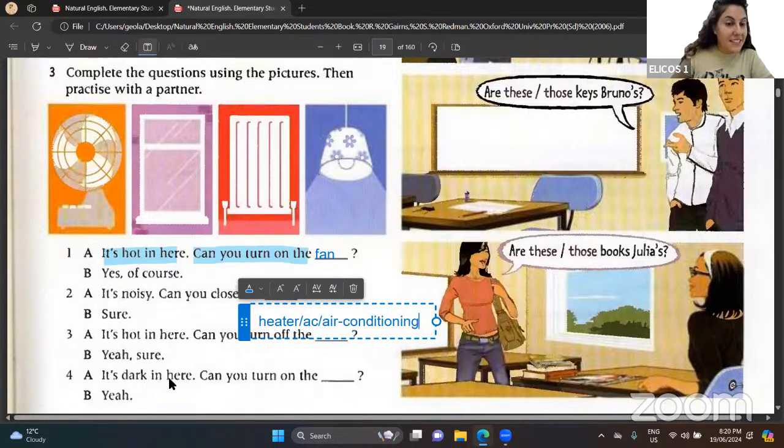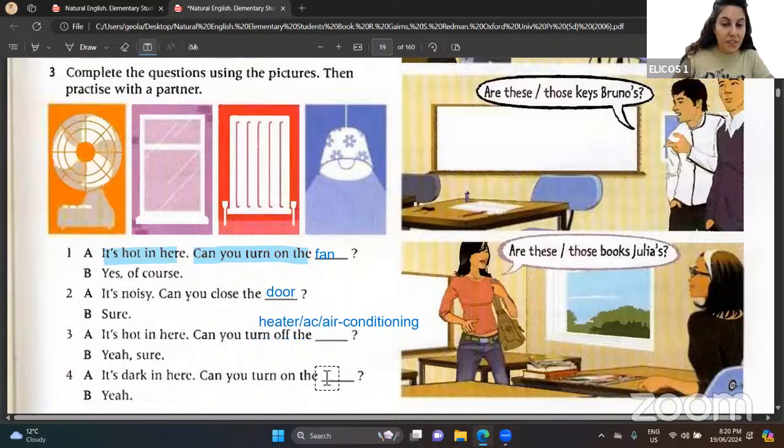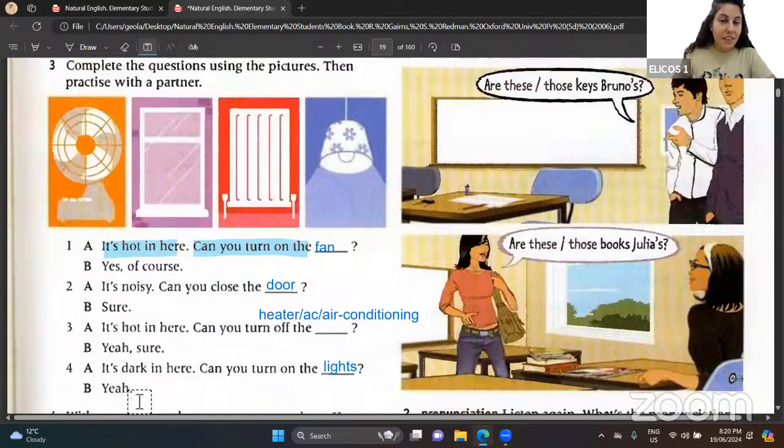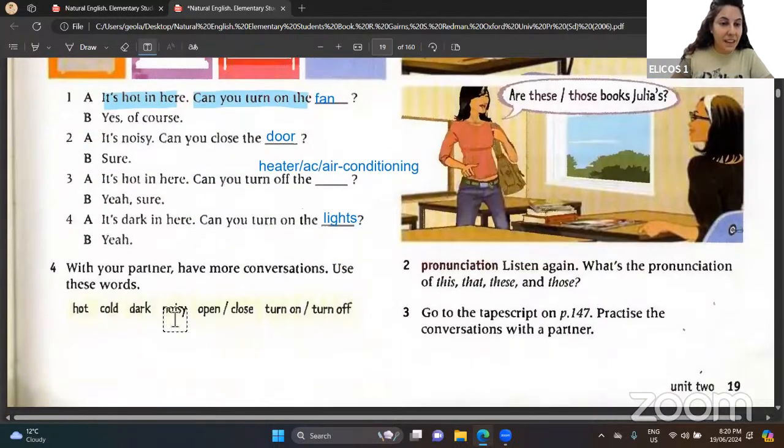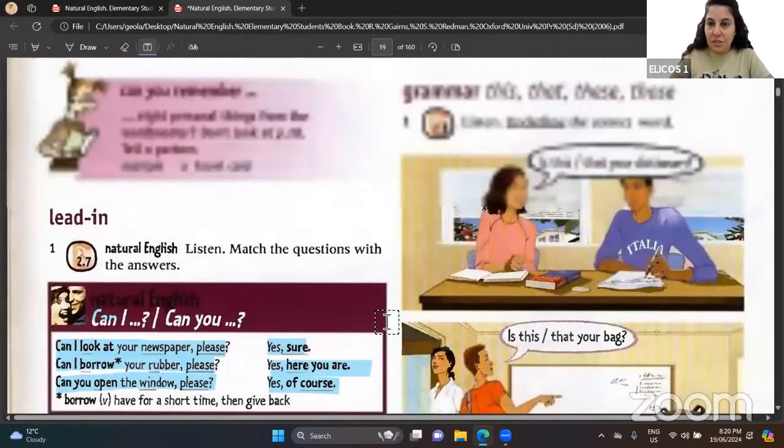Yeah, sure. It's dark in here. Can you turn on the lights? Yeah. So very casual. Yeah. Okay, so all these adjectives we could use.